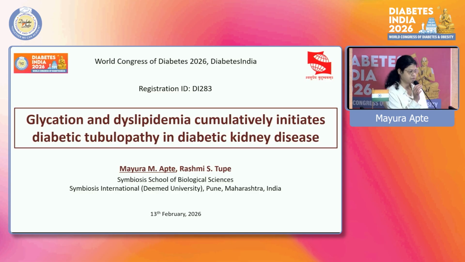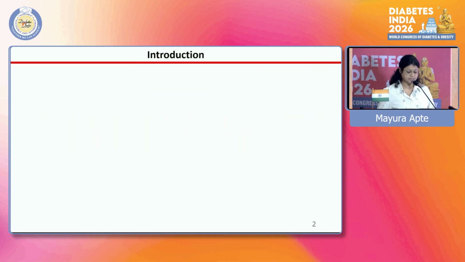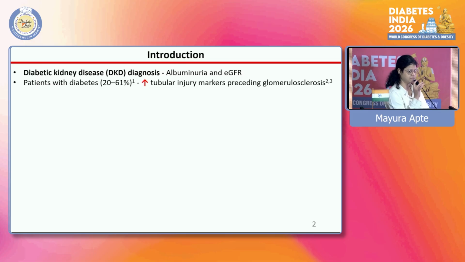So today I'm going to present my research work, entitled Glycation and Dyslipidemia Cumulatively Initiates Diabetic Tubulopathy in Diabetic Kidney Disease. The prevalence of diabetic kidney disease is increasing, and it is diagnosed on the basis of two criteria, which are albuminuria and eGFR, along with renal biopsy. However, by this time, the patient has already reached the advanced stages of DKD, rapidly proceeding towards renal failure.